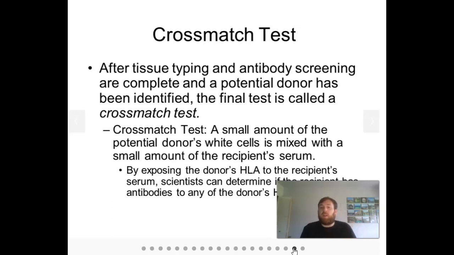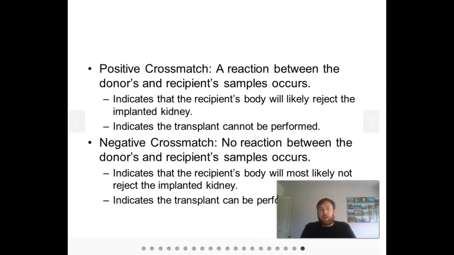They can determine if the recipient has antibodies to any of the donor's HLA. And if they do, that's really bad because that will be attacking the donor organ, of course. We want as few as possible. The ideal is 0, but as few as possible is the better way.